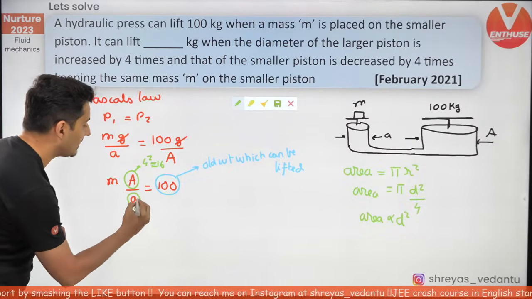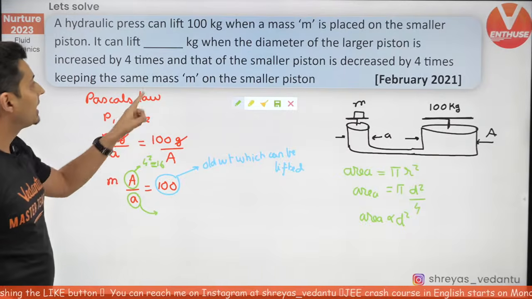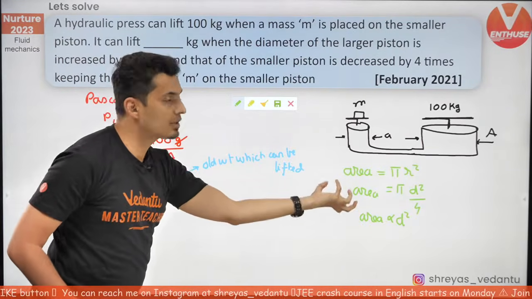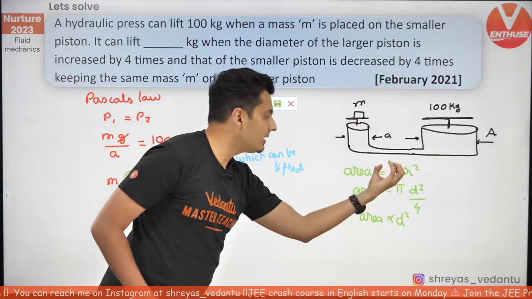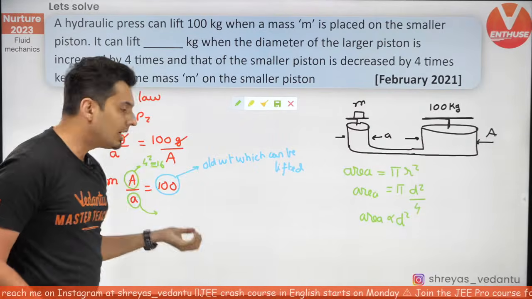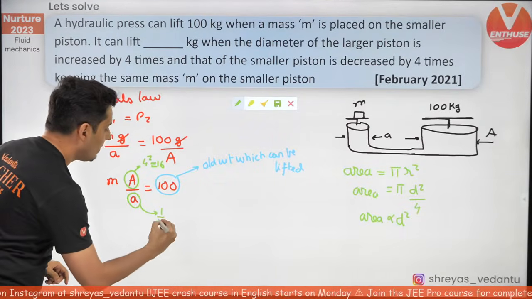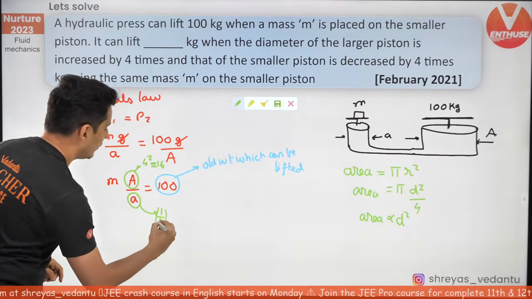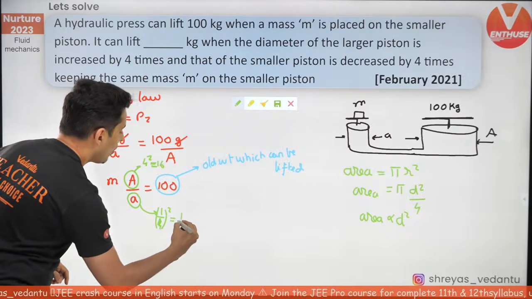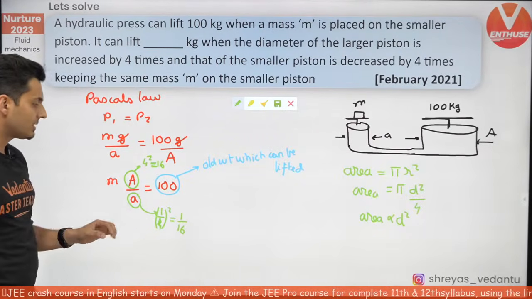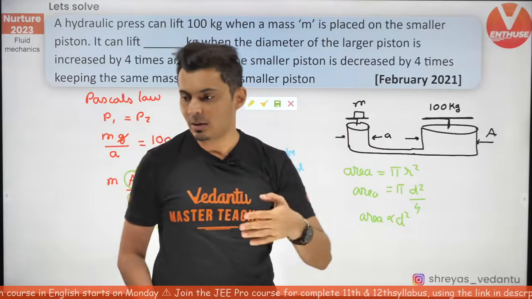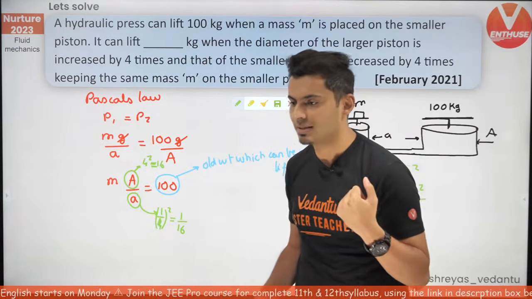What about small a? The smaller piston is decreased 4 times. So if the diameter decreases 4 times, the area will become 1 by 4 squared times, which is 1 by 16 times. Agreed with this? It will become 1 by 16 times.